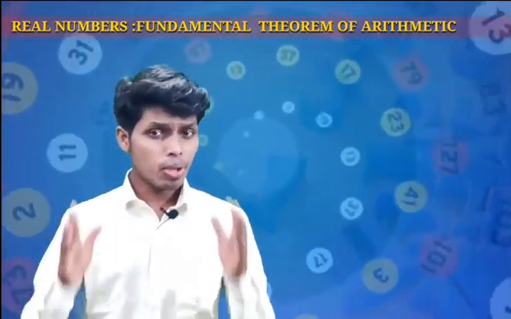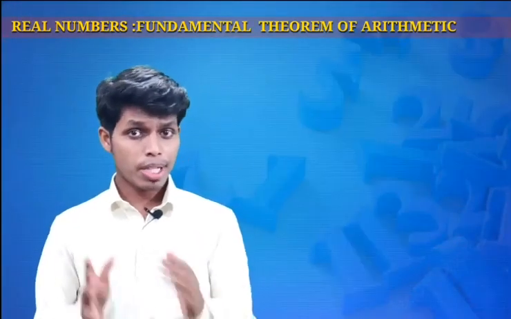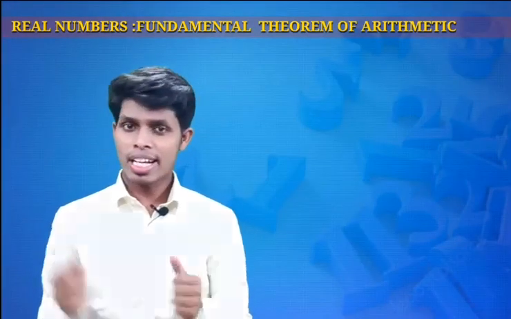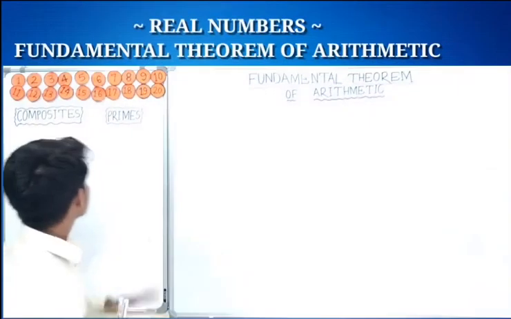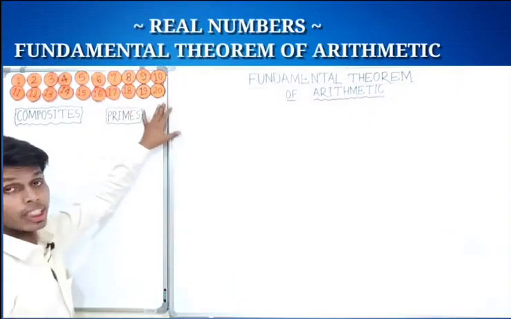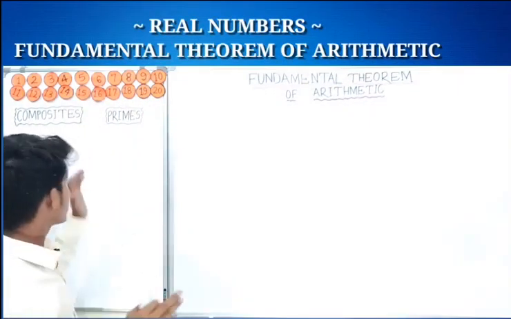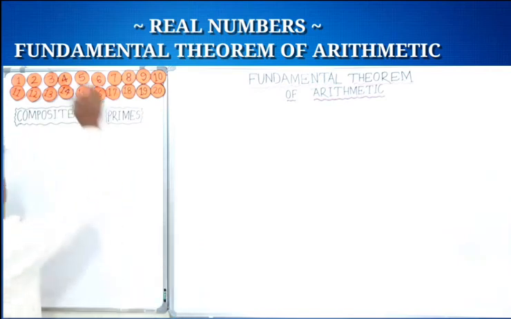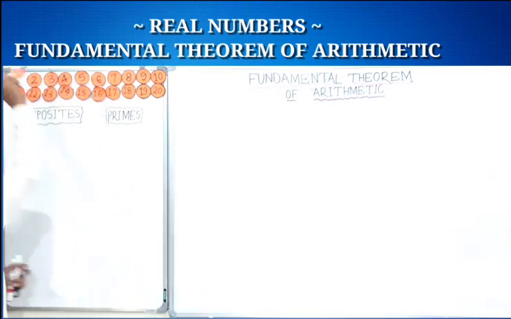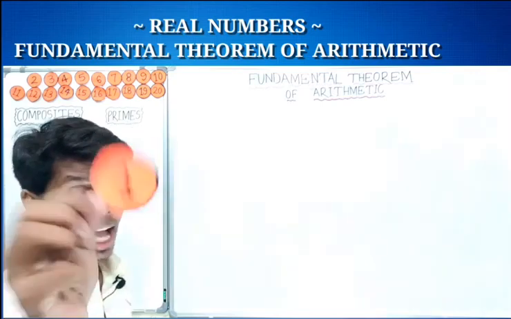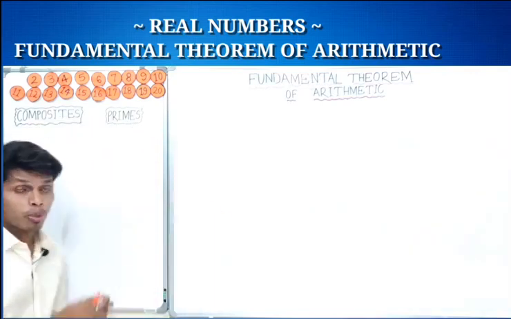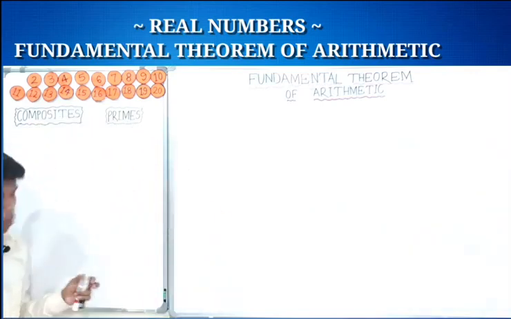For this, we need to list the primes and composite numbers up to 20 separately. So let's move to this. Now as you can see, I have all the numbers here up to 20. So let's quickly first classify these into primes and composites. The first number is 1, and we know 1 is neither prime nor composite, so we will take this away.